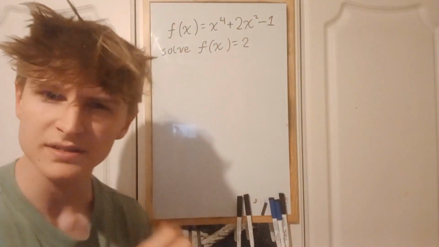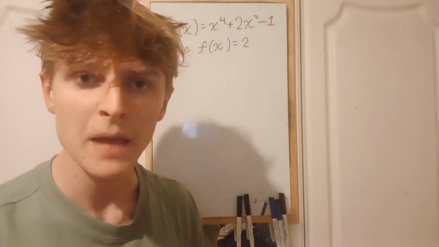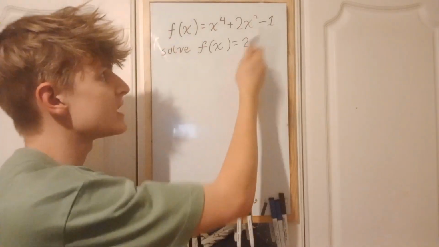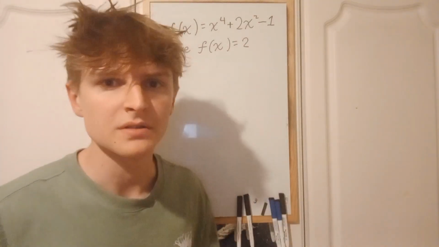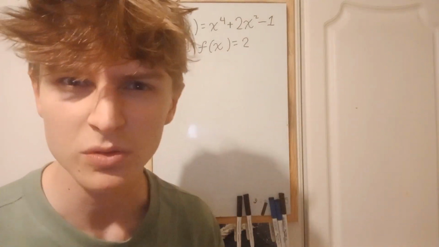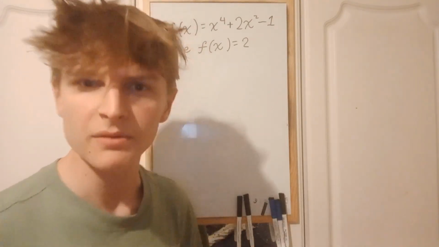Okay, so my boys, this last one, just like the last example, looks pretty flipping hard, right? I mean, you've got another x to the fourth, another x squared. This is not a quadratic. How are we going to solve this? But don't worry, this is a quadratic in disguise. And bear with me for a moment.